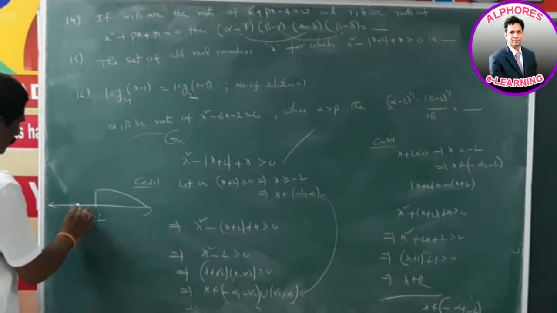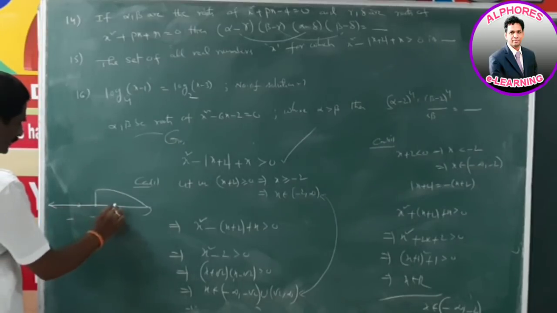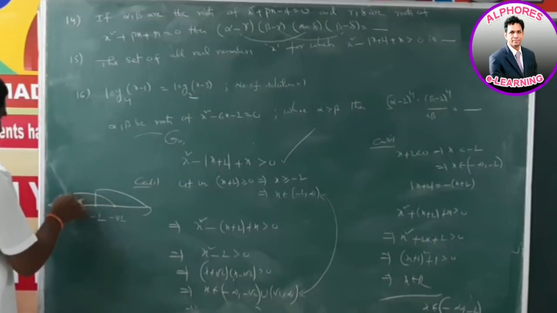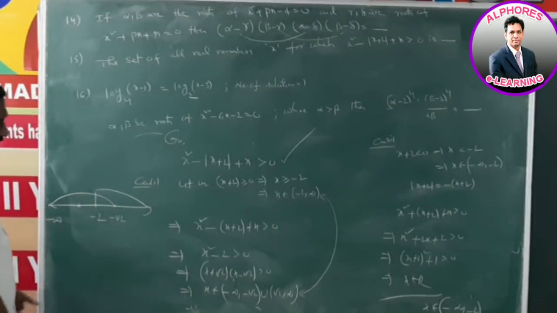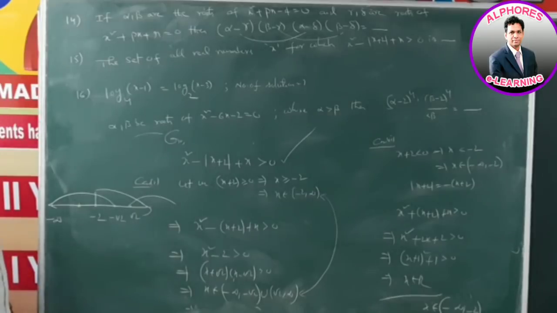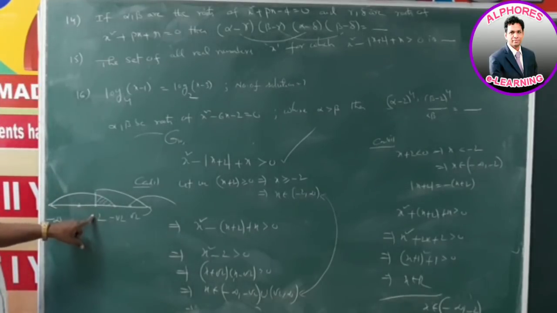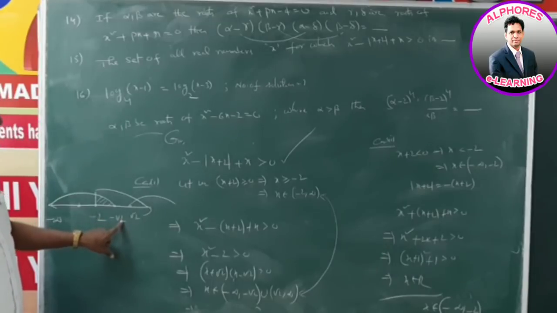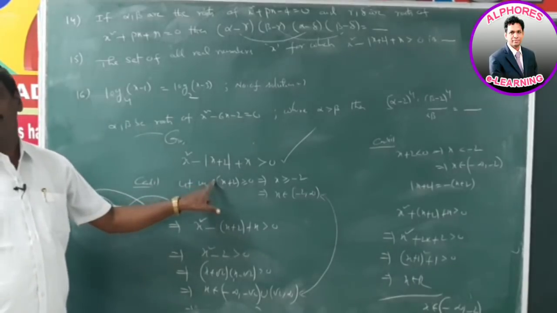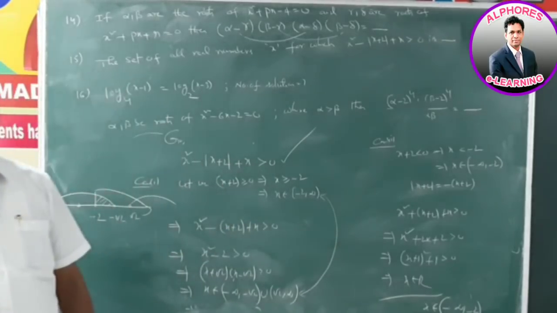Here, minus root 2 to minus infinity, minus root 2 is this value. Second one, root 2 to infinity. Root 2 is this value, root 2 to infinity. So the common solution of these two is minus 2 to minus root 2 and root 2 to infinity. This union, that value. That is the final answer.